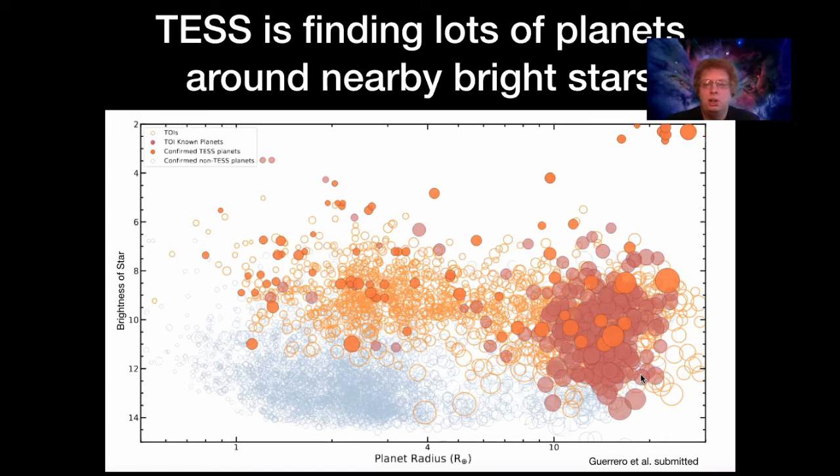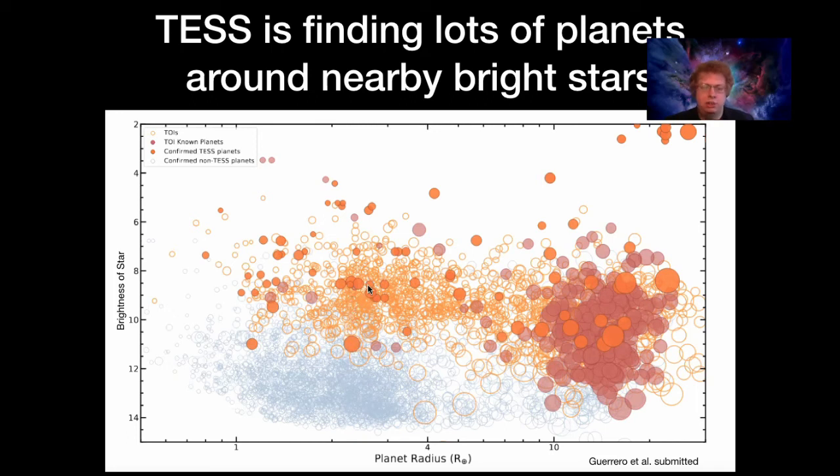And this plot is showing all of these planets in comparison to planets found by other missions. So here on the y-axis is showing the brightness of the star. So higher parts of this plot, these lower numbers, are brighter stars. So the ones at the top are brighter and therefore easier for us to learn about the atmospheres of the planets orbiting them. And on the x-axis, I'm showing the radius of the planet, so how large that planet is.